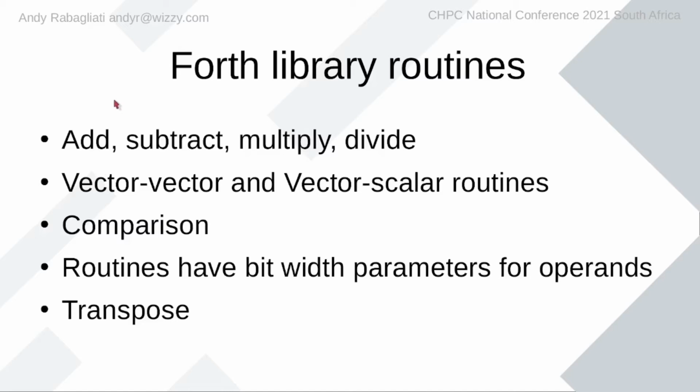The Forth needs library routines for add, subtract, multiply, and divide. We will need vector-vector and vector scalar routines for these. And all of these routines have bit width parameters for all of their operands.